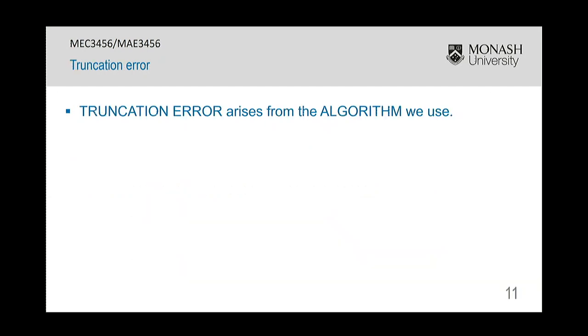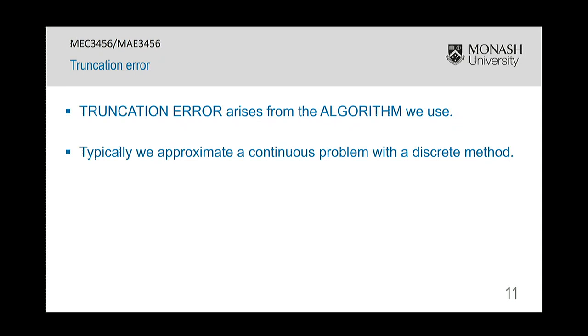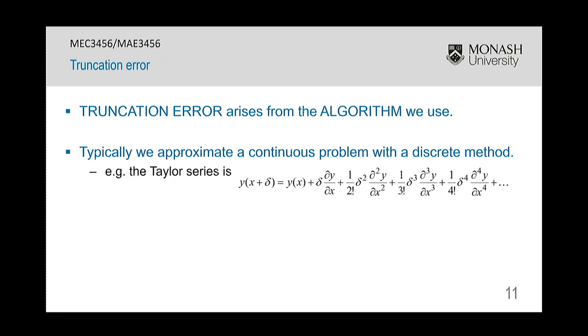So truncation error arises from the algorithm we use, and in particular the mathematics that we've assumed. In everything in computation, we're going to approximate a continuous problem using some kind of discrete method. And by discrete, we mean only at a certain number of points. A really good example is the Taylor series. We've already seen the Taylor series in the last recording. It looks like this.